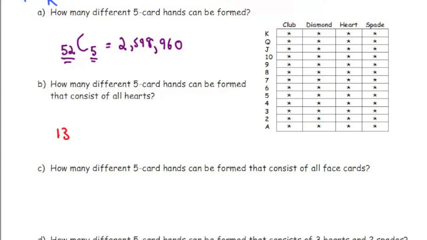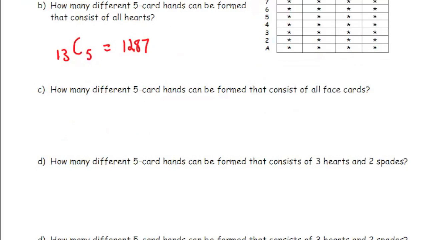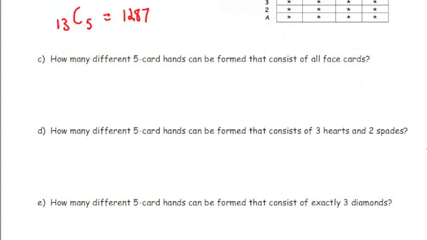Question B now asks, how many different 5-card hands can be formed that consist of all hearts? Well, again, to select a hand that's all hearts, we only have 13 cards to choose from, the entire suit of hearts. Now we're going to select 5 from that set, which gives us a much smaller number of 1,287. So notice that when we're selecting the cards from the entire deck, we get a whole bunch of combinations, but if we're selecting it from just one suit, we get a significantly lower number, which should not surprise anybody.